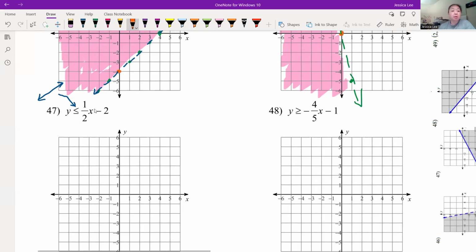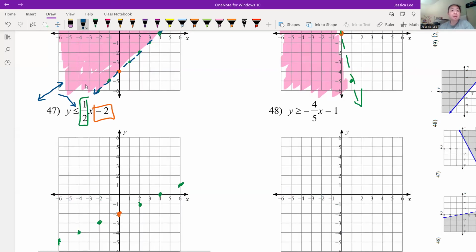Okay, let's try this one right here. We're going to go to our orange, which is our y-intercept. We have it at -2. Great. And our slope is going to be 1/2. We're going to go up 1 and to the right 2, because it's a positive slope, so we're increasing. Remember, we're always going from left to right.